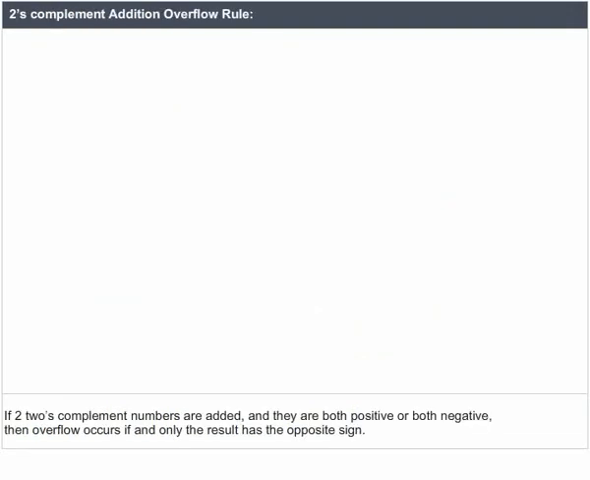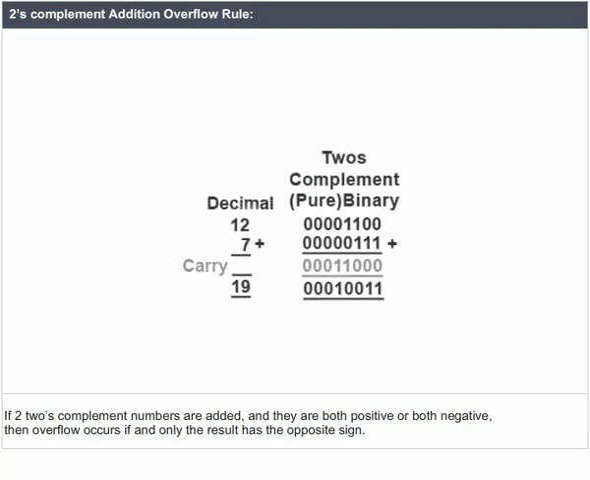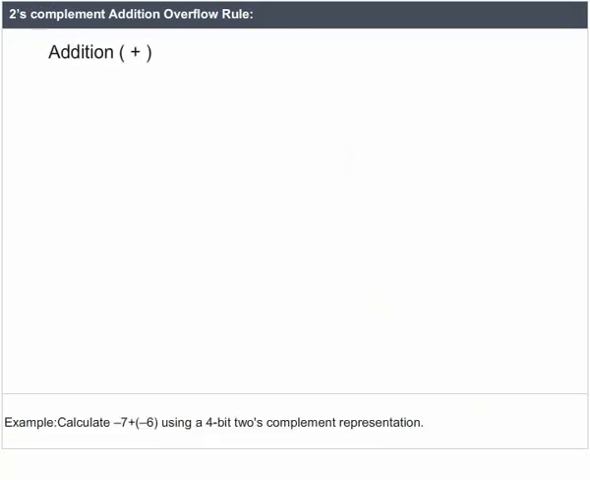2's complement addition overflow rule. If two 2's complement numbers are added and they are both positive or both negative, then overflow occurs if and only if the result has the opposite sign, that is, plus A plus B equals minus C, or minus A plus minus B equals plus C.